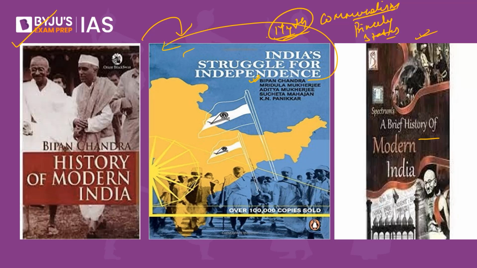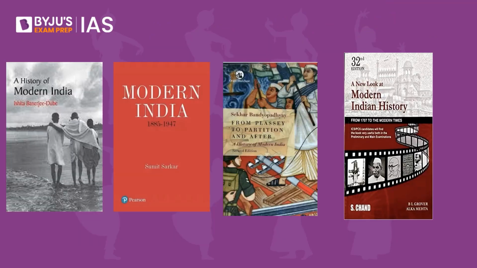Certain chapters, like press or education, which are given in much bigger detail, are mostly from the perspective of prelims. You would not require them in mains. Apart from this, the other books are Sumit Sarkar, Ishita Banerjee Dubey, Shekhar Bandyopadhyay, B.L. Grover. Again, I'll repeat this: read one book, complete that book, then only get into another book if you have the time, because you are not doing a PhD here.